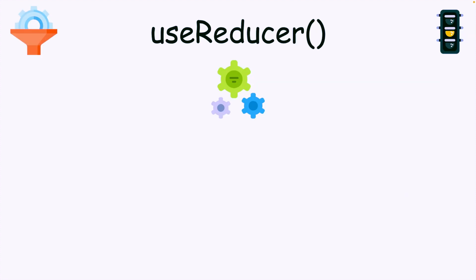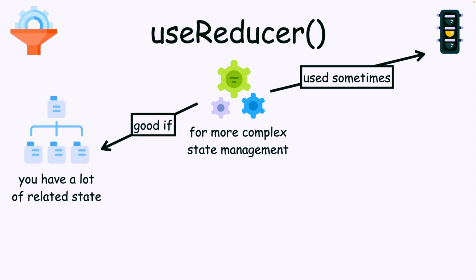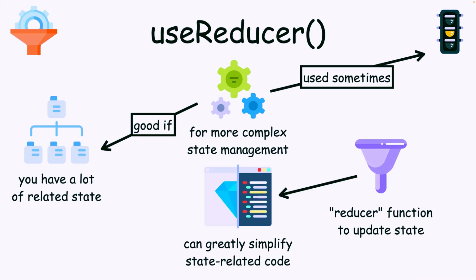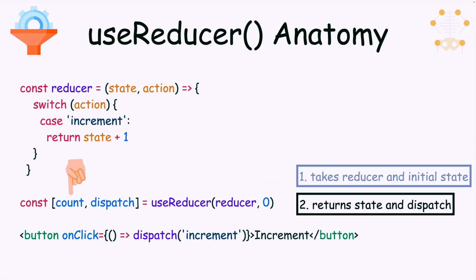useReducer is another state hook that's useful for performing more complex state management than useState. You won't need to use it very often, but it's worth adding if you have a lot of related state. useReducer uses a reducer function to update state, which can radically simplify your code because all the state updates can be done in a single function. useReducer accepts both a reducer function and a starting state value. And like useState, it returns an array which includes the state variable and a new function called dispatch.